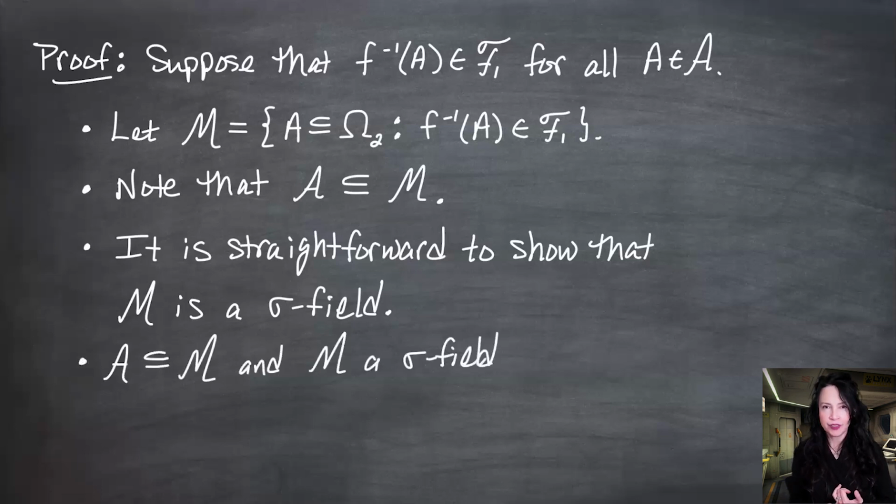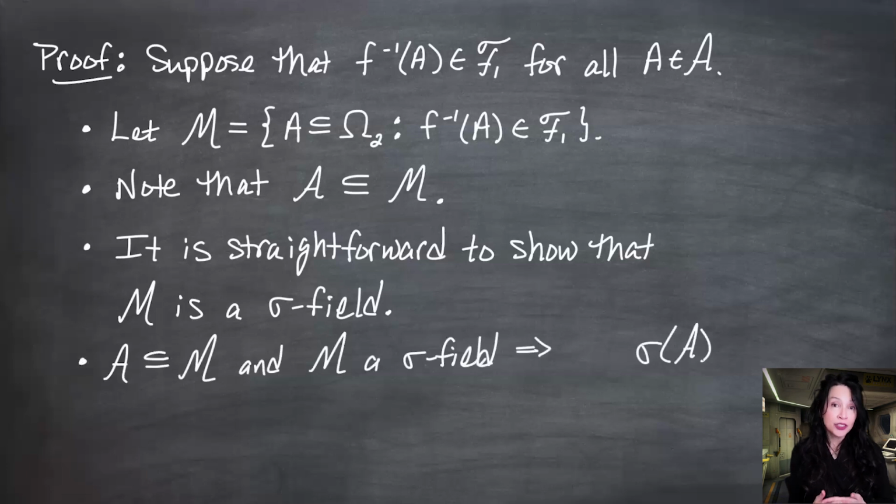Curly M is a sigma field. The sigma field generated by curly A is our definition of curly F2. And the sigma field generated by A is the smallest sigma field containing all the sets in A. Curly M is a sigma field containing all the sets in A.